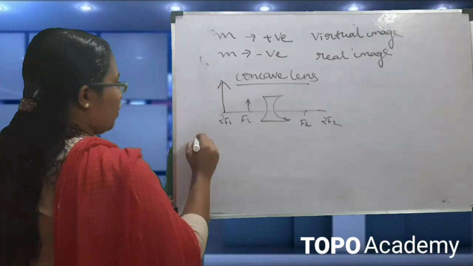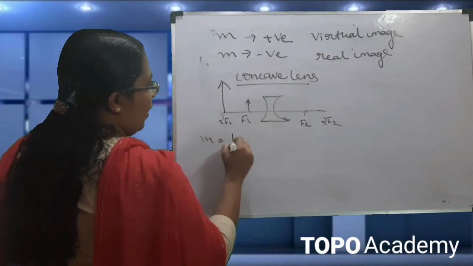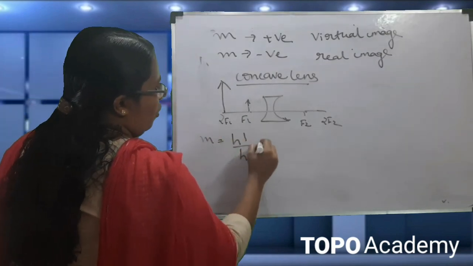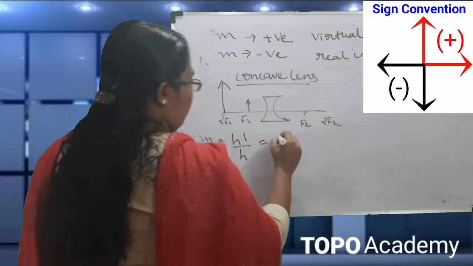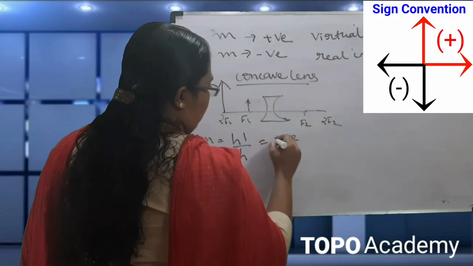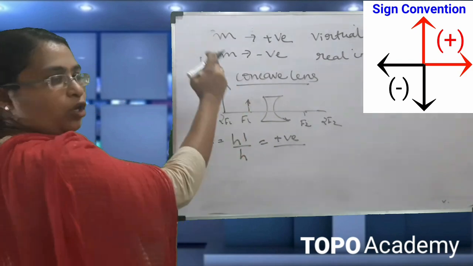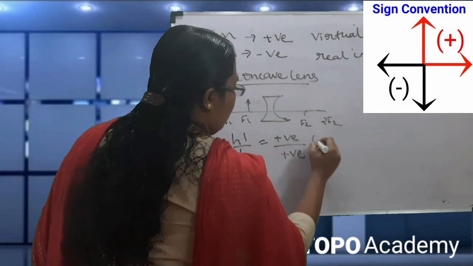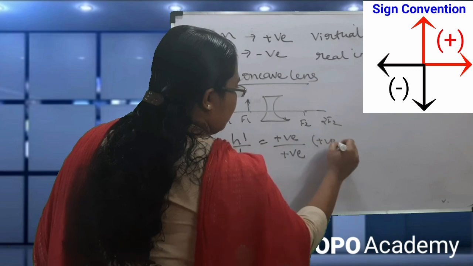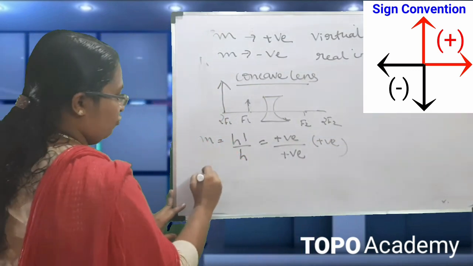So what is the case for magnification? M is equal to h dash divided by h. What is the sign for h dash? It is in the upward direction, so it is positive. And what is h? It is also in the upward direction, so it is also positive.